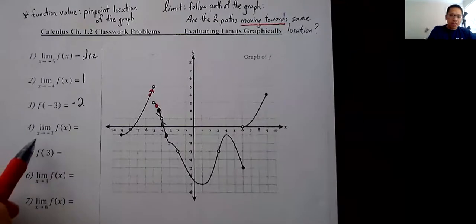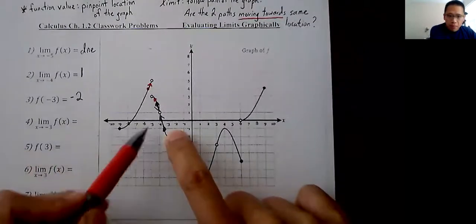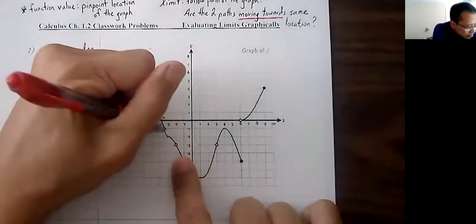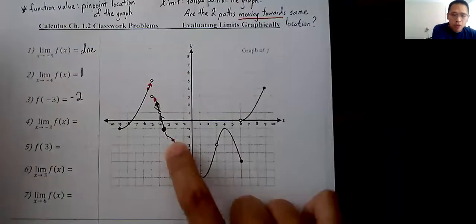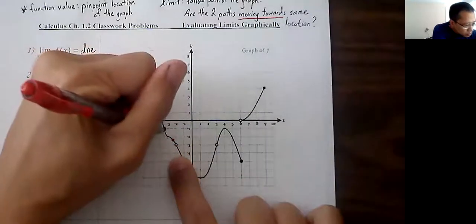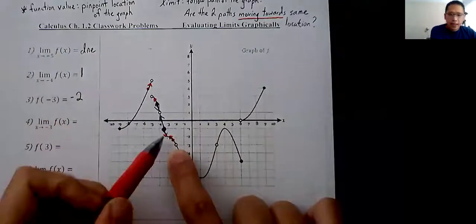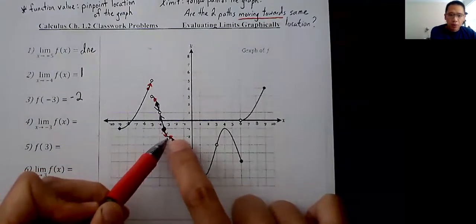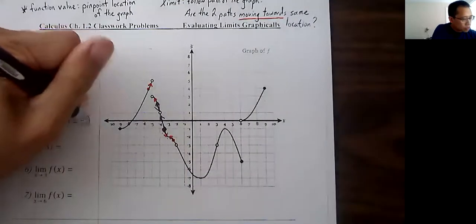All right, the limit as x approaches -3 of f of x. Again, I'm going to pick 2 points on either side of -3, and make these 2 points move towards -3. This is moving towards -3, and this is also moving towards -3. You see that they're both moving towards the same y value. They're both moving towards -2.